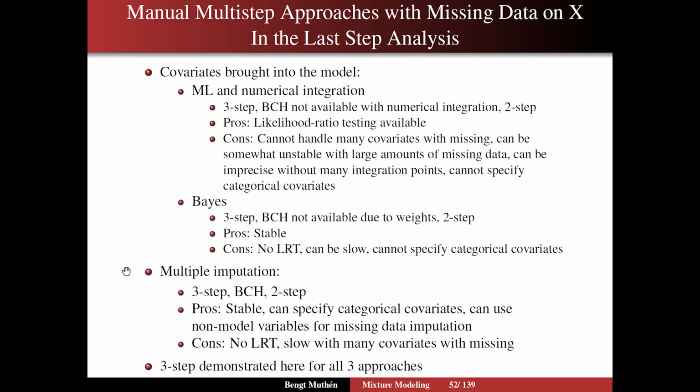And finally, multiple imputation, where you have all three methods available. The pro is that it's stable. You can specify categorical covariates, so X1 will be handled properly. And you can use non-model variables for missing data imputation, so you can bring in other variables with other information than what you have in the model variables. The con is that you don't have the likelihood ratio tests easily available, and it can be slow with many covariates with missing data.